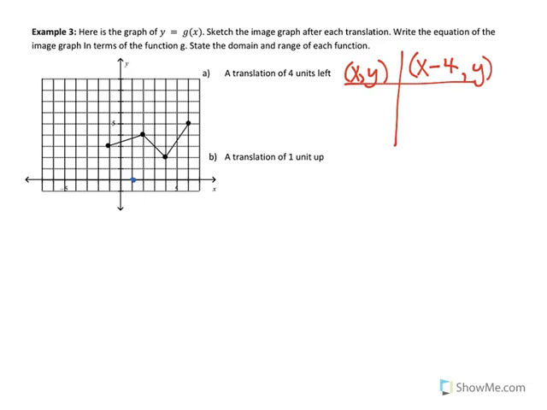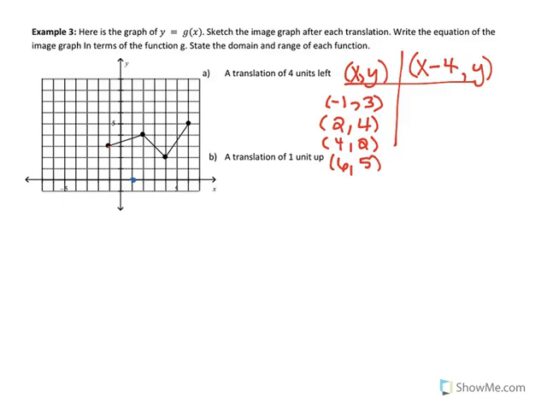So let's figure out what all these points are. We have a point at -1 and 3. We have a point at 2 and 4. We have a point at 4 and 2. And our last point is at 6 and 5. So without even graphing it, we can figure out the new points here.